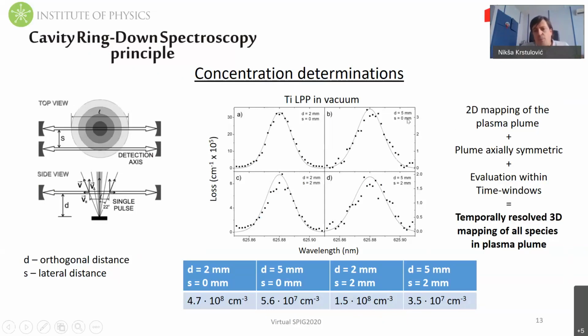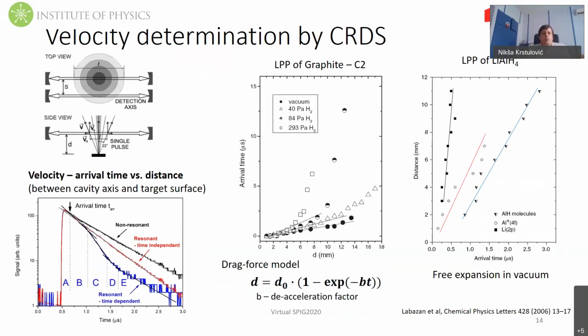This is an example at a different position. We monitored the concentrations of titanium in our laser plasma. These are some numbers. We can also do velocity measurements of ablated species. That is also very easy because we can move.